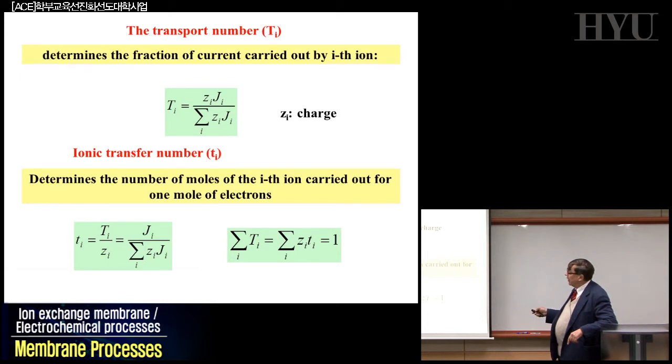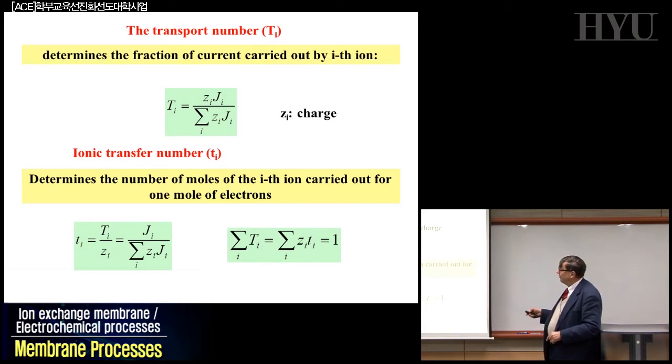Zeta is the charge of the ions. In a solution, the transport number is normally 50-50 for cations and anions. In the membranes, the amount of electricity transferred across the membranes is basically 100% related to one of the ions. The other ones are excluded. Non-exclusion, they don't enter, and they are positive or negative.